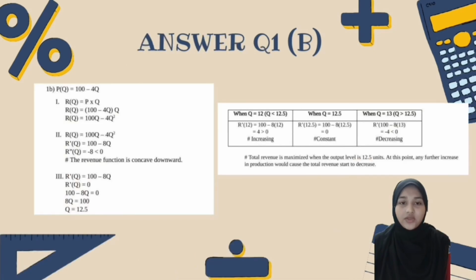For the first question, we use the total revenue function, R(Q) = P times Q. Then we enter the amount, R(Q) = (100 - 4Q) times Q. Then we get R(Q) = 100Q - 4Q^2.